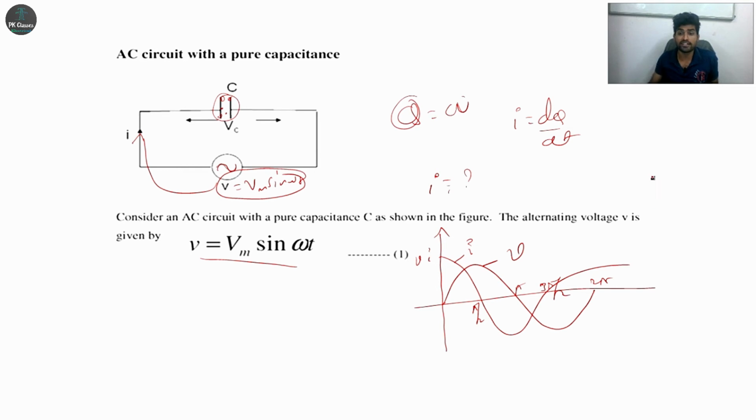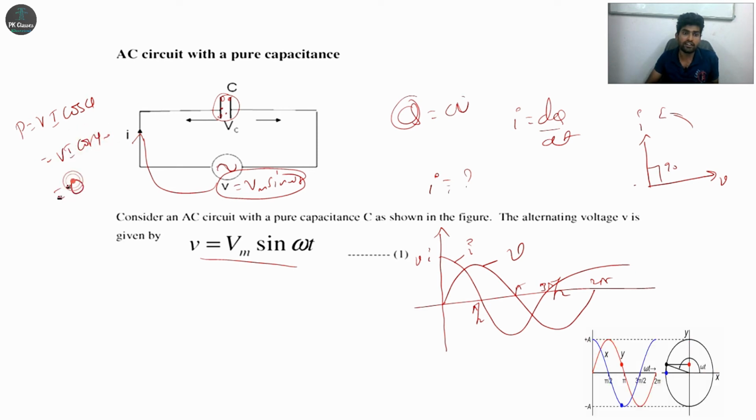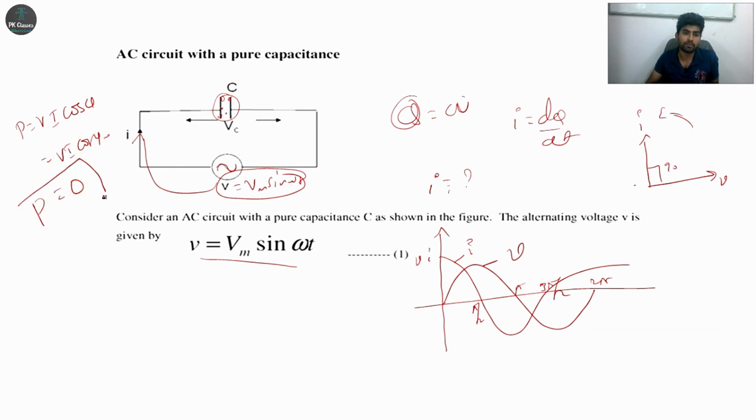So the current leads the voltage. Definitely voltage is here and then current is here, in the anti-clockwise direction, at an angle of 90 degrees. I'll give a clue over here: power is equal to VI cos phi. Cos 90 is definitely 0, so the power consumed by the pure capacitor is 0.